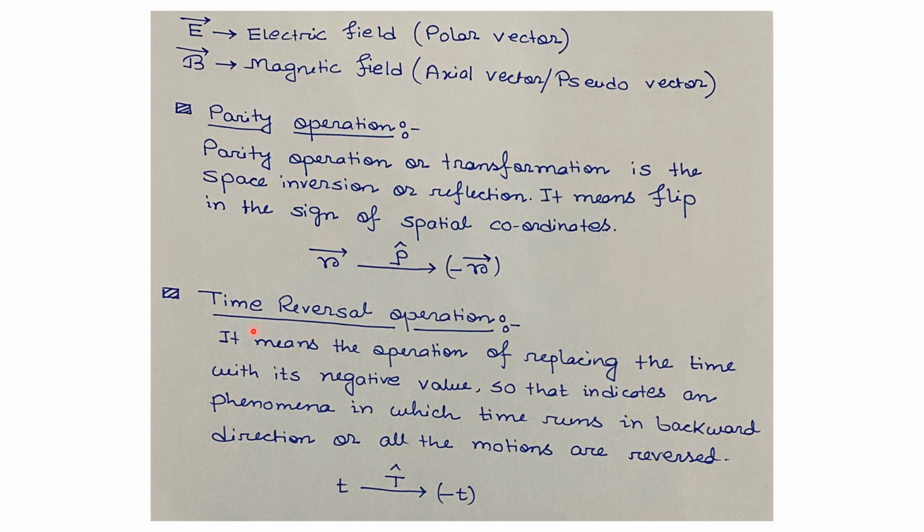Now we will be talking about time reversal operation. It means the operation of replacing the time with its negative value. That means t will become minus t. So it indicates a phenomenon in which time runs in the backward direction, or all the motions are reversed. So if T cap is the time reversal operator, it will give minus t upon acting on the time.